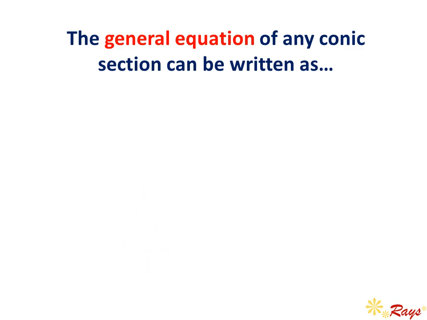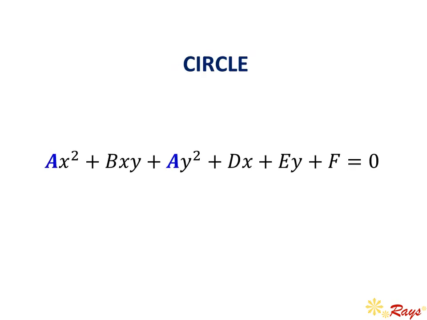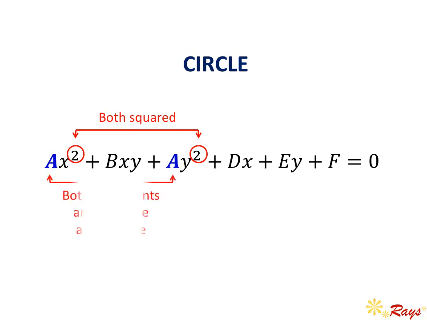The general equation of any conic section can be written as this. And we will learn how to identify the general equation of a circle, an ellipse, and also a parabola. For the general equation of a circle, we can observe that both x and y are squared, and also the coefficients of the squared x and the squared y are both the same and the signs are positive.